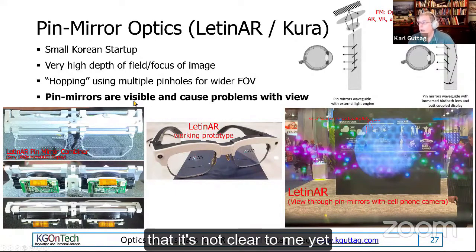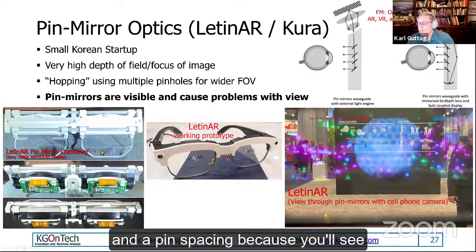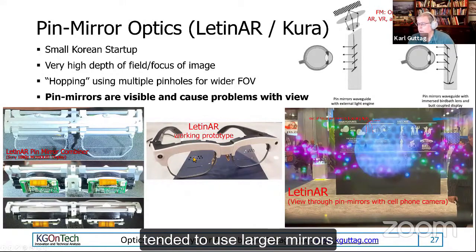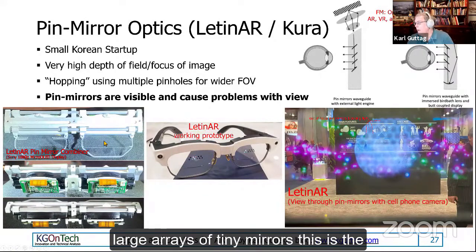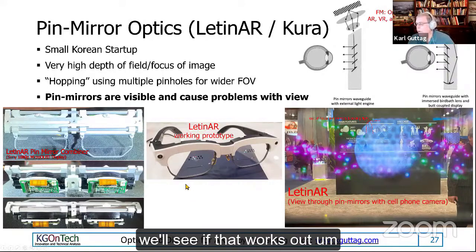It's not clear to me yet that you can come up with a mirror size and a pin spacing, because you'll see on the lower resolution ones, they tended to use larger mirrors and fewer of them. For the higher resolution, they went with large arrays of tiny mirrors. This is the large array of tiny mirror version. You still get a lot of this hopping effect from things to things. So we'll see if that works out.